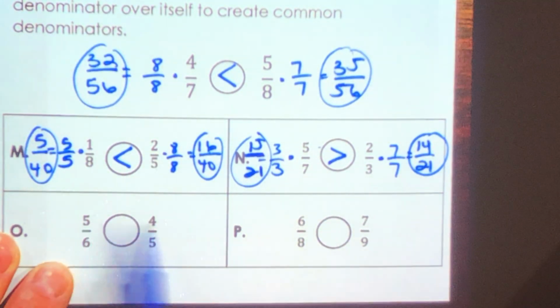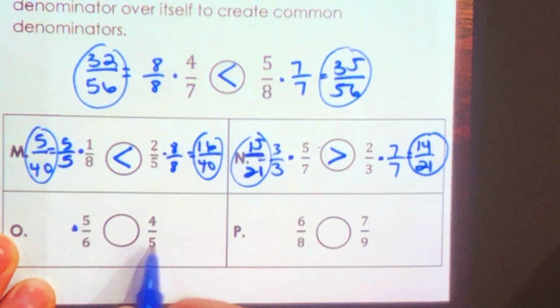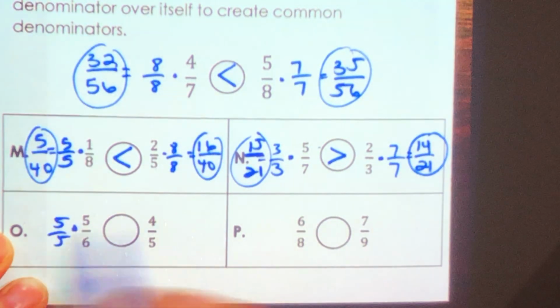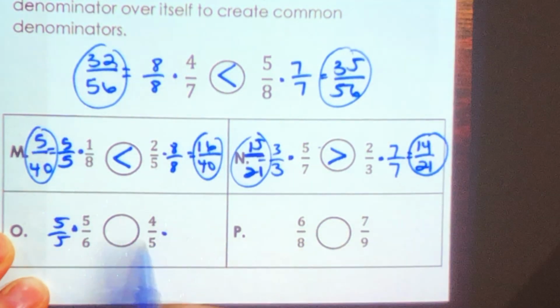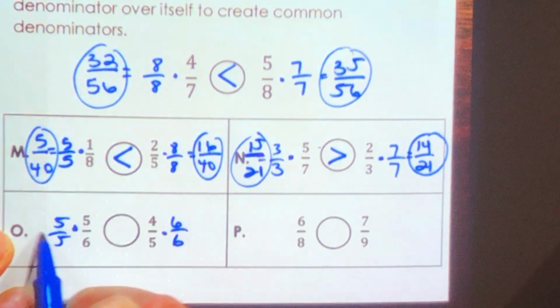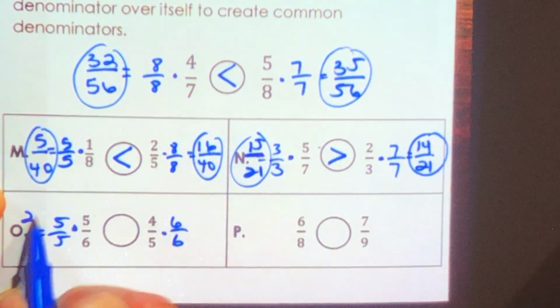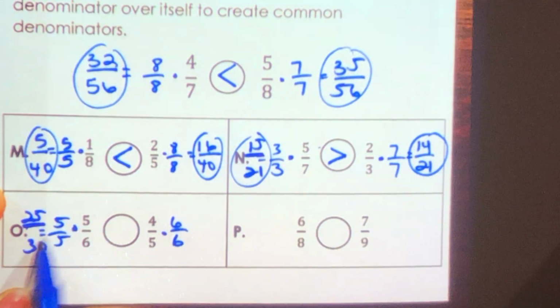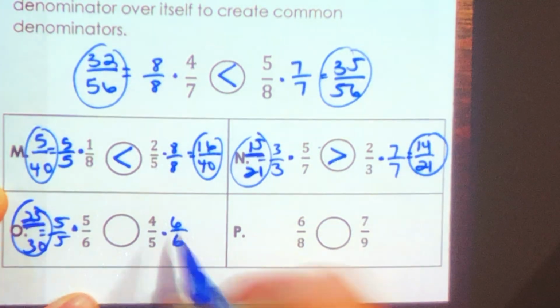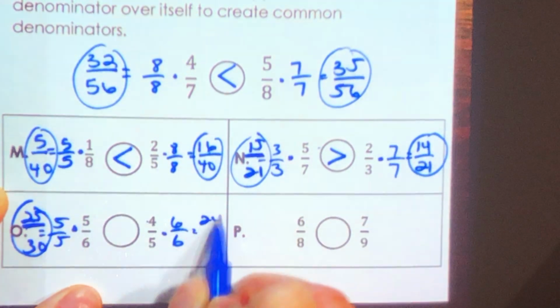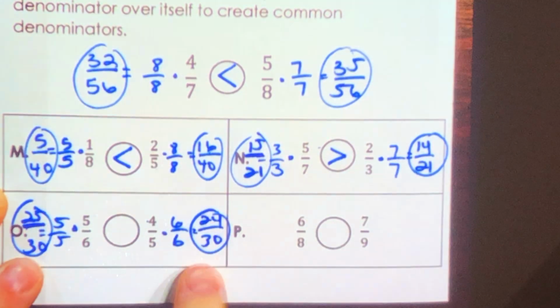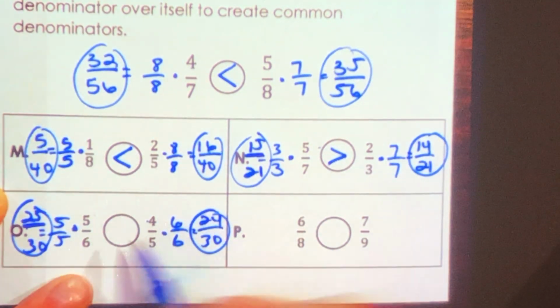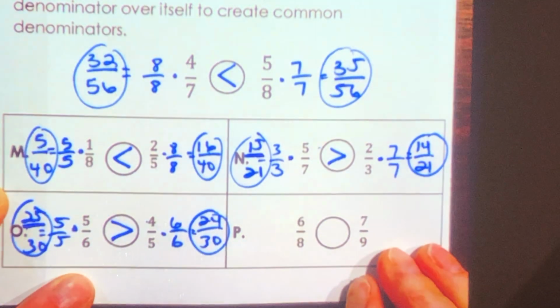Okay, so I don't have the same numerator. I don't have the same denominator. I can't multiply 5 by something to get 6. So I will multiply this fraction by that denominator over itself. And I will multiply this fraction by that denominator over itself. So what I really have here is 25 over 30 being compared to 24 over 30. So same denominator, higher number of pieces wins. 5/6 is greater than 4/5.